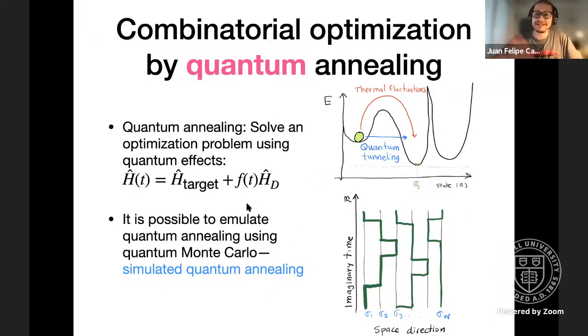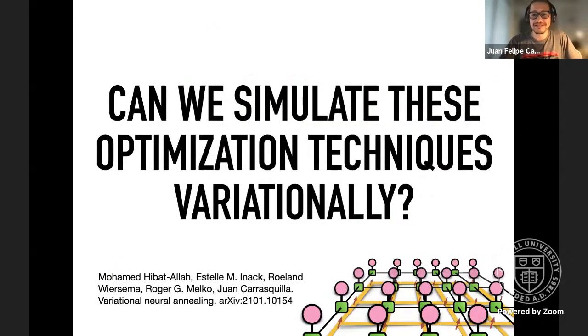And then inspired by that idea, it's also possible to emulate quantum annealing using quantum Monte Carlo simulation. This is the so-called simulated quantum annealing, which is typically based on path integral Monte Carlo and stochastic series expansion. You can use any quantum Monte Carlo technique. So these are all classical. They're very effective at solving these combinatorial problems in practice, right? And so the question we asked is, these algorithms are very powerful, right?